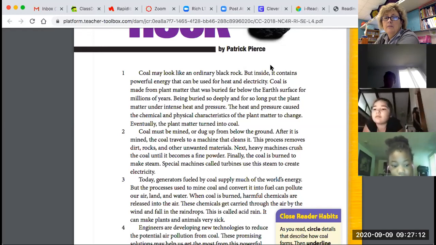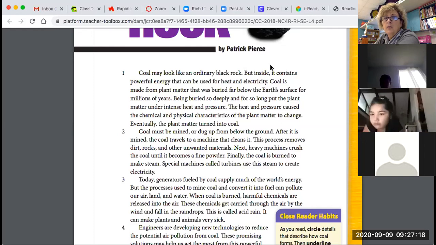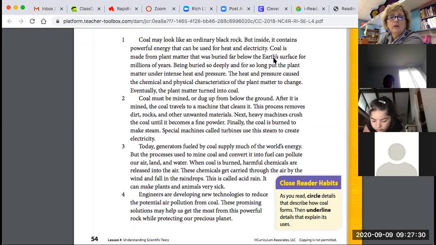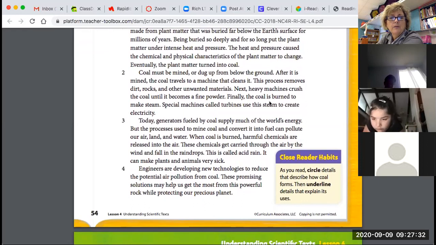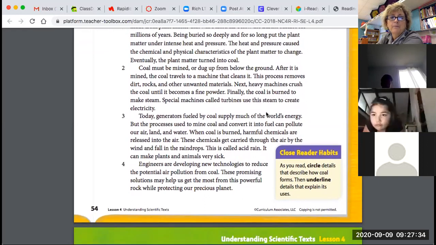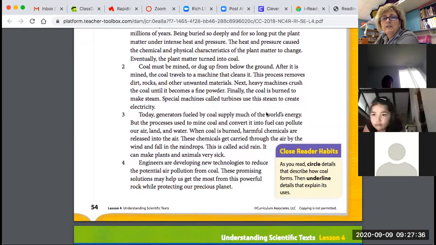Next, heavy machines crush the coal until it becomes a fine powder. Finally, the coal is burned to make steam. Special machines called turbines use the steam to create electricity. So the coal has to be cleaned, and then crushed, then burned, then it makes steam, right? Today, generators fueled by coal supply much of the world's energy.